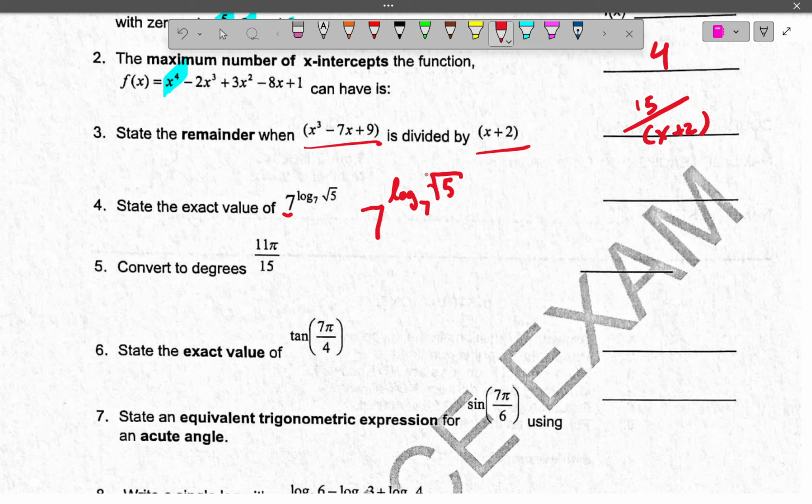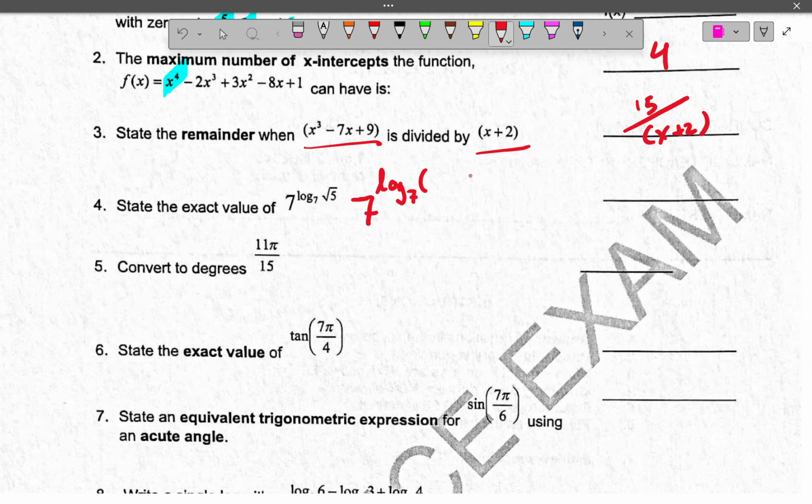how should I say it? Let me rephrase this. These two are basically opposites of one another. So this 7 here is like an exponential function. So it's 7 to the degree of a logarithm, and the logarithm is the opposite of an exponential. So you can think of these two as canceling each other out.